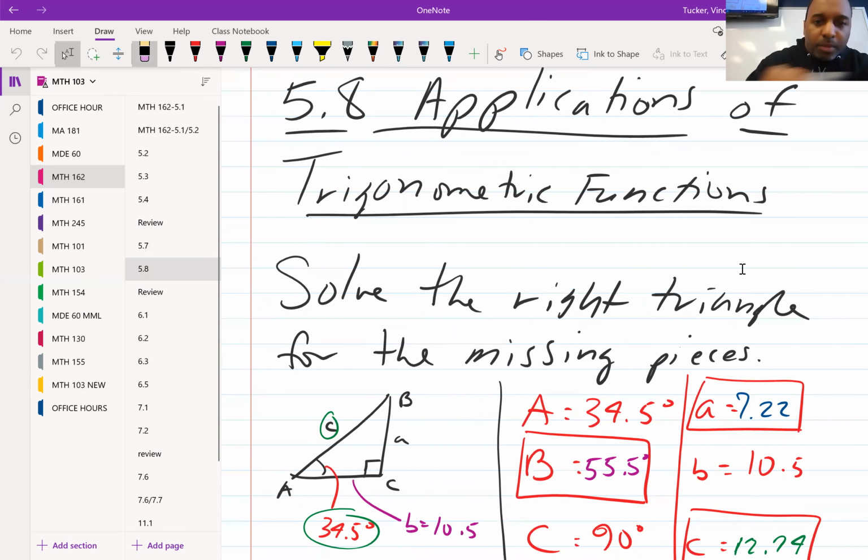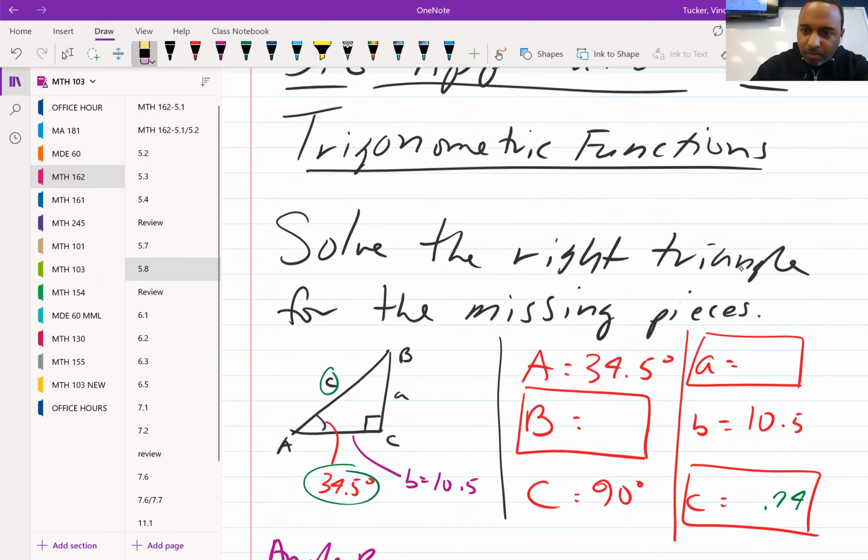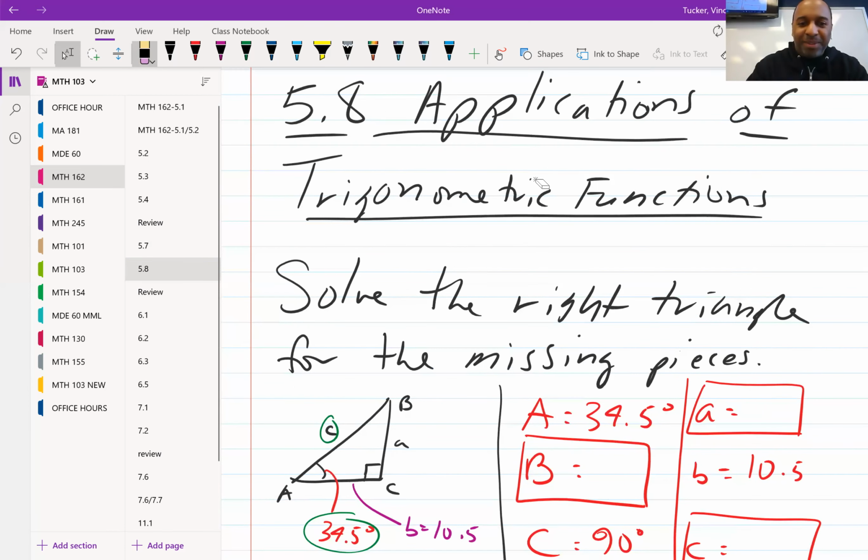I need to erase some of this stuff. I don't know if y'all can hear that, but yeah, people are kind of loud right now.